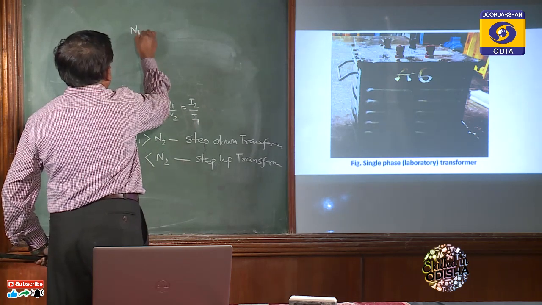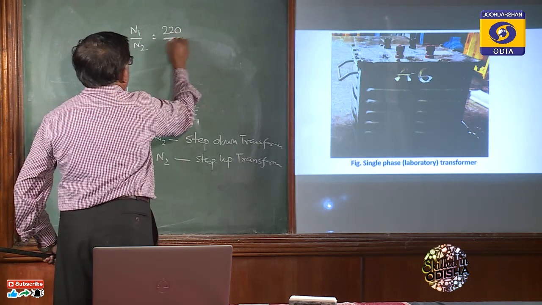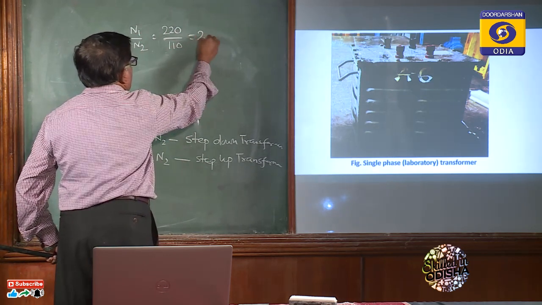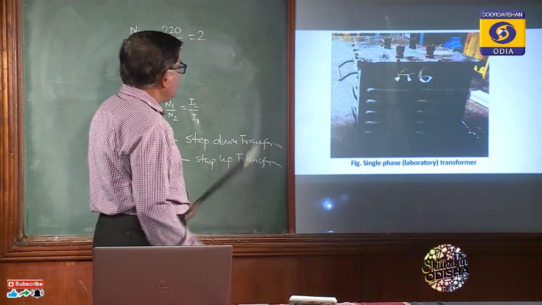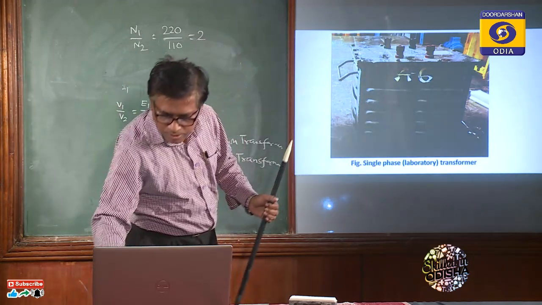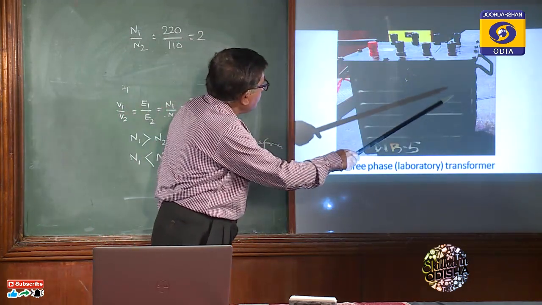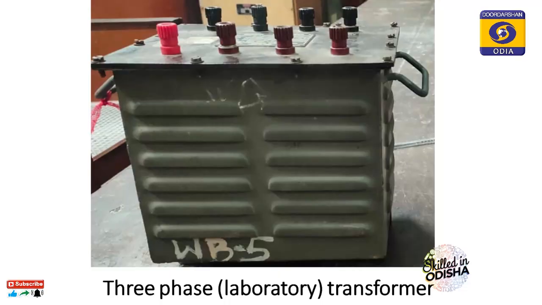So N1 by N2 is equal to 220 by 110, which is equal to 2. So this is a step down transformer. This is a single phase transformer. This is a three phase transformer. Both sides are star connected. Primary side star connected and secondary side also star connected.